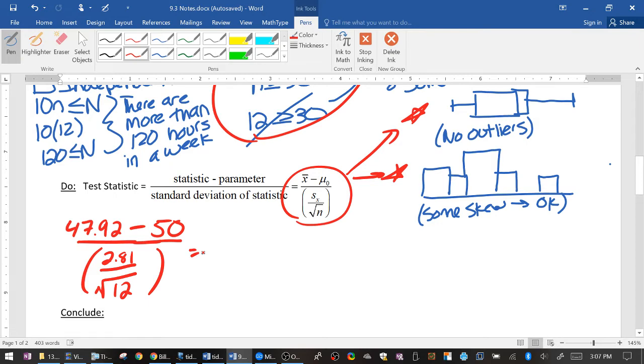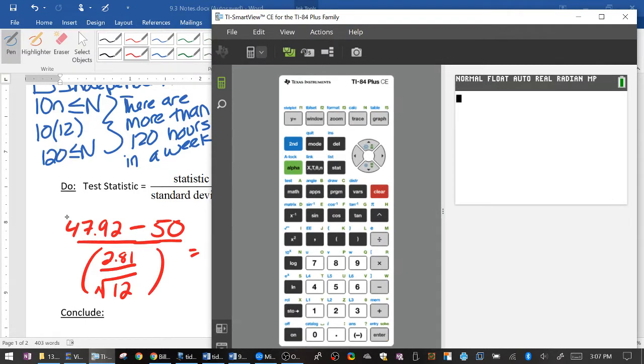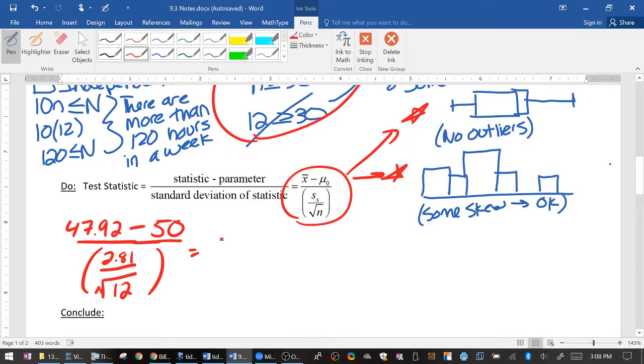Okay, so let's go ahead and type this into the calculator. I'm going to slide this over so we can see it. When you're typing this in the calculator, make sure the entire numerator is in parentheses. So this would be 47.92 minus 50. There's my numerator. Divided by, now let's put our entire denominator in parentheses. 2.81 over square root of 12. And we'll close those parentheses. I get a t-score of negative 2.56. So negative 2.56 is my test statistic.